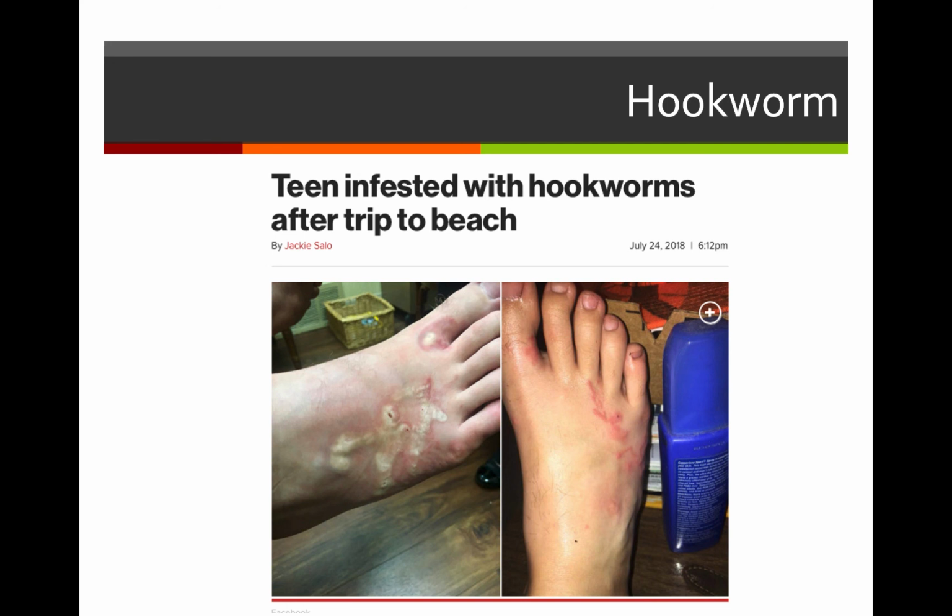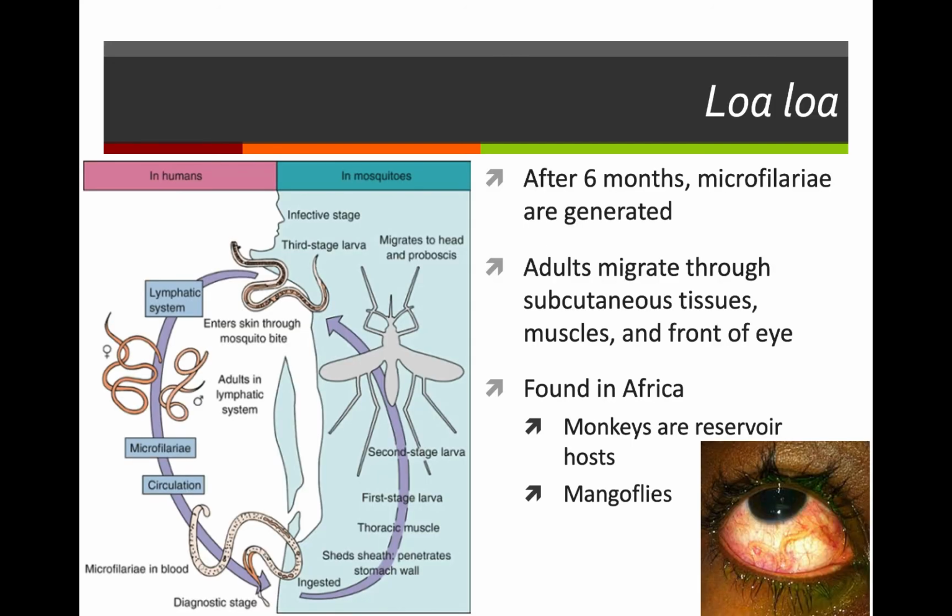All right, I'm going to show you one roundworm infection that we don't commonly see in the U.S., but only because it grosses me out so much, and I thought you might appreciate that too. So I'm going to show you Loa Loa.